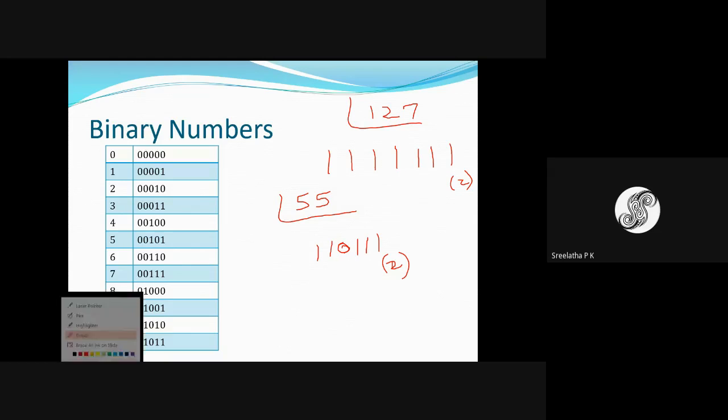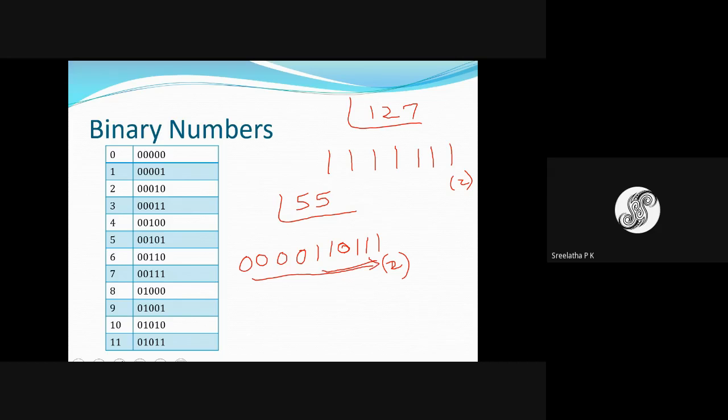if, suppose in the exam or any time, you want to represent it in 10 digits, now this is 6 digits. If I want to represent it in 10 digits, you have to add zeros here. So it is the 10 digit representation of this 55 in binary form. Okay, any doubt?